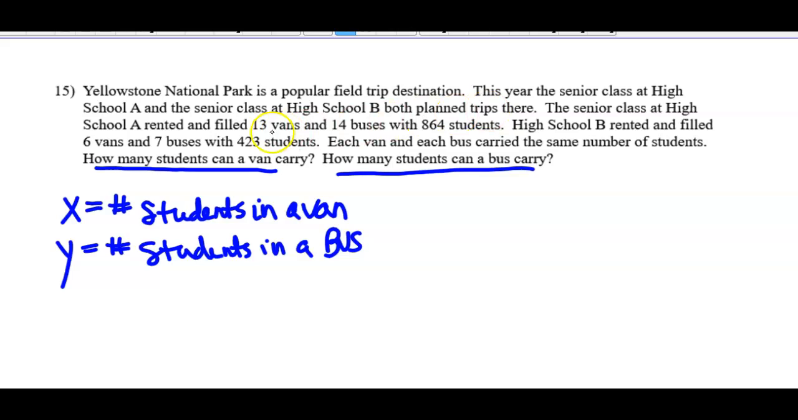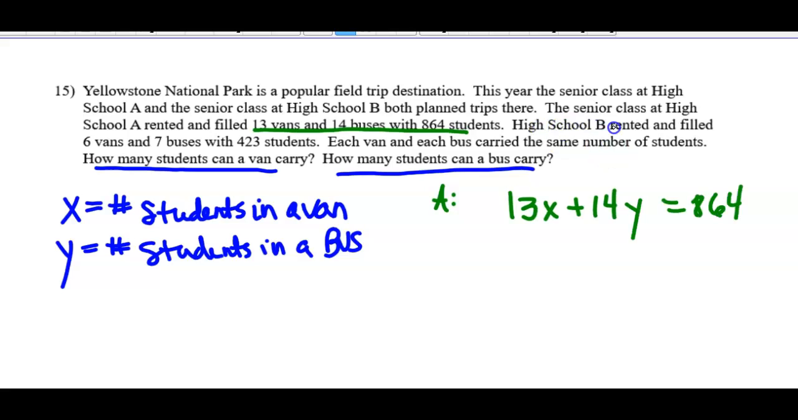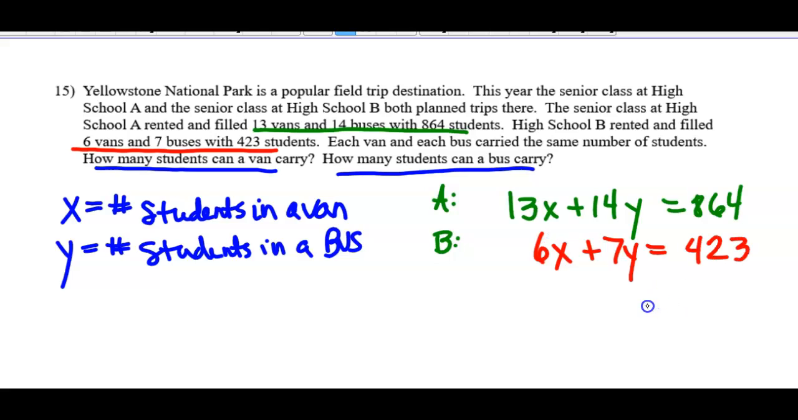All right, go back up here though. We have 2 sentences. We have school A. They had 13 vans and 14 buses. 13 x's plus 14 y's equals 864. And then school B had a separate sentence, and theirs said 6 vans and 7 buses equals 423 students. Okay, I'm going to assume you guys can solve this and find the number in a van and number in a bus. I'll come back and do it so that you can check your answer in the notes, but I won't do it on the video.